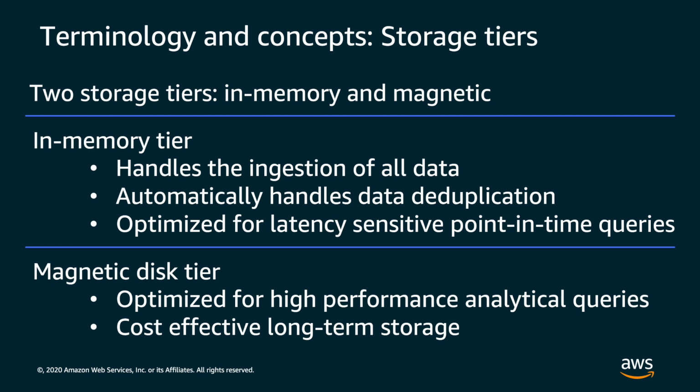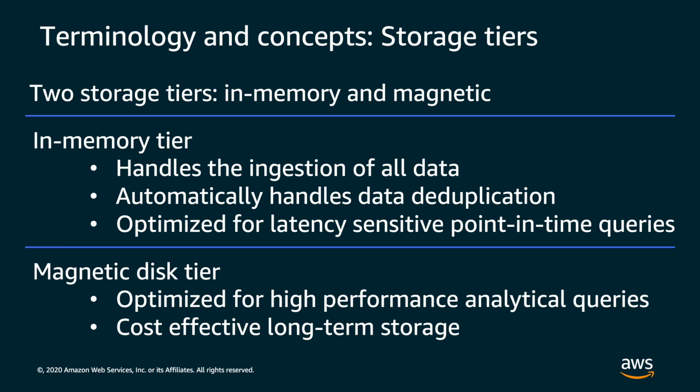So we have two storage tiers in Timestream. We have an in-memory tier and a magnetic tier, and they're designed for slightly different things. The in-memory tier handles the ingestion of all data. It also handles deduplication of data. So if, for example, the same data point was sent to Timestream twice, Timestream would actually drop the second data point because it would recognize that it was a duplicate.